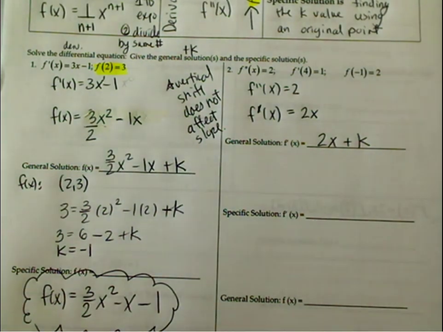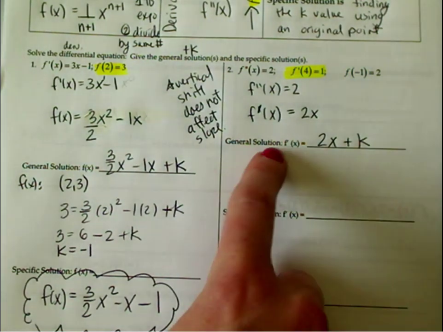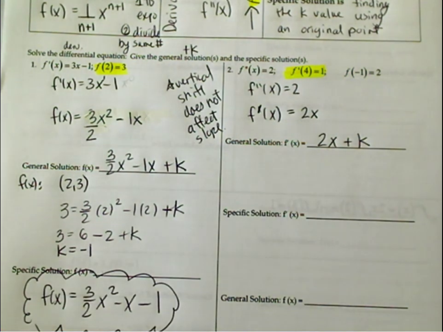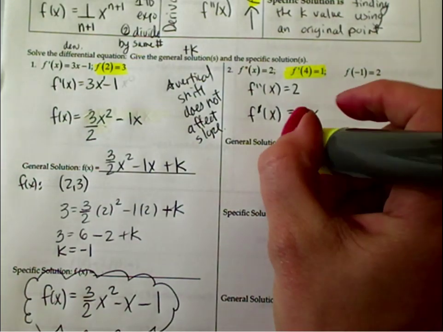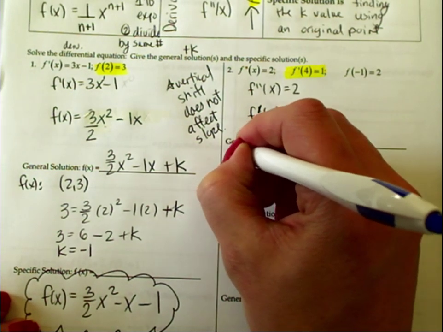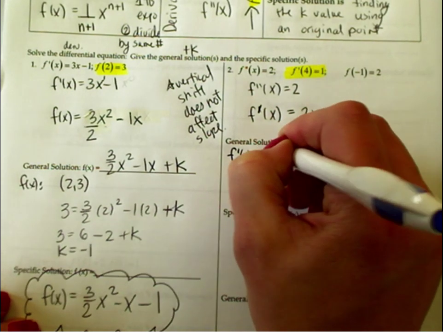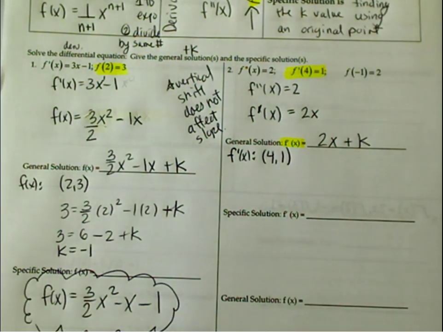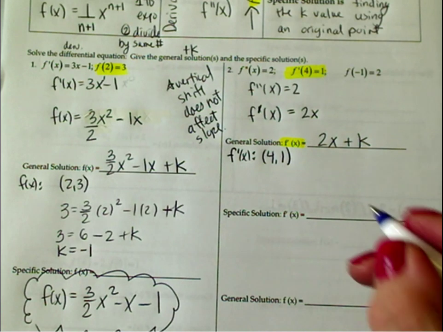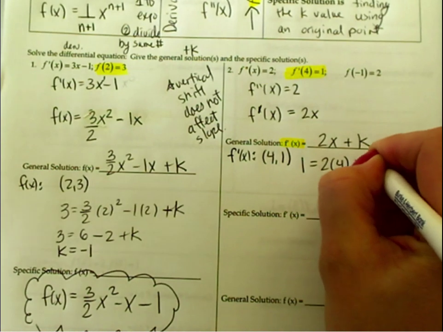Okay, I'm going to highlight the next piece of information. Ooh, this one tells me about f prime. This is f prime. Make sure they match. So these two things are going together. F prime. Okay, I have the point 4, 1. That's the point I'm going to plug in to find my k value because they match. Okay, 1 equals 2 times 4 plus k.